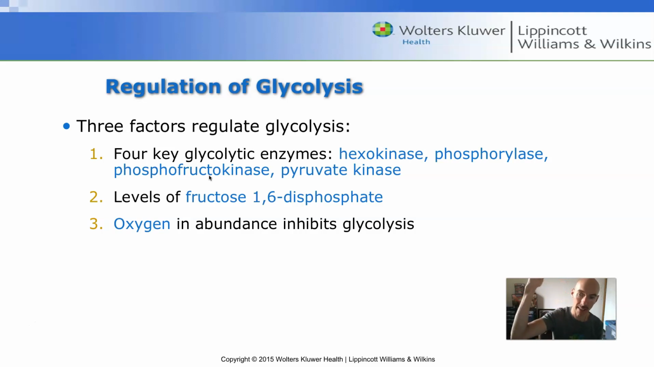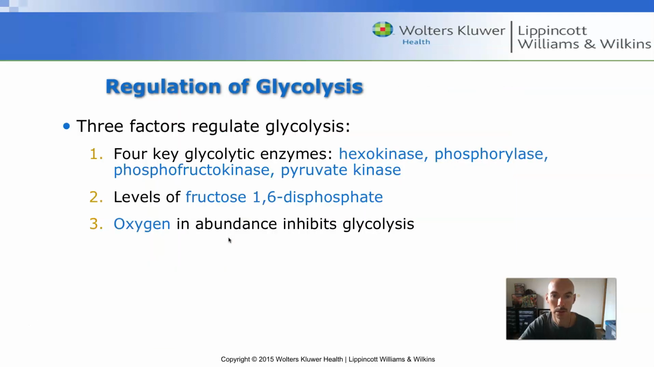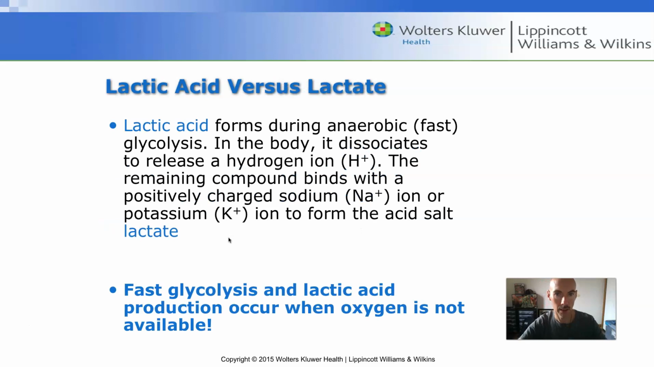ADP levels rising stimulates PFK. Okay. If oxygen is abundant, PFK is inhibited, and that would act to slow glycolysis down. All right. We'll come back and talk about the rate-limiting enzymes shortly as well.